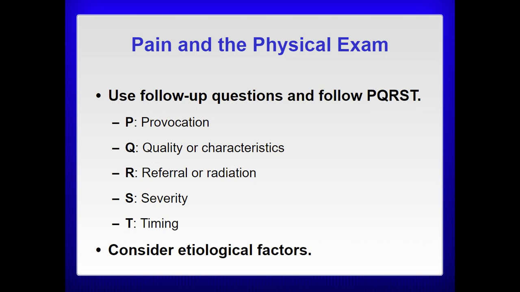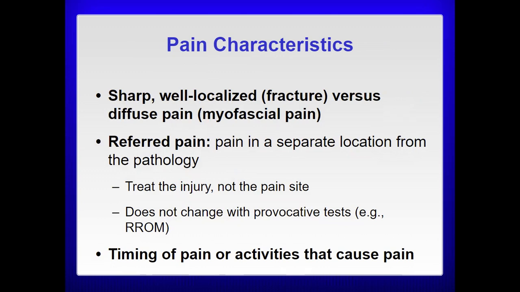S is for the severity. So even though it's subjective, how severe is it? And then T is the timing of it. When does it occur? Night pain may indicate something that's more chemical, or another musculoskeletal problem of activity can say it's later on. So again, the timing of it is really important. And we are always going to ask them their characteristics of pain.